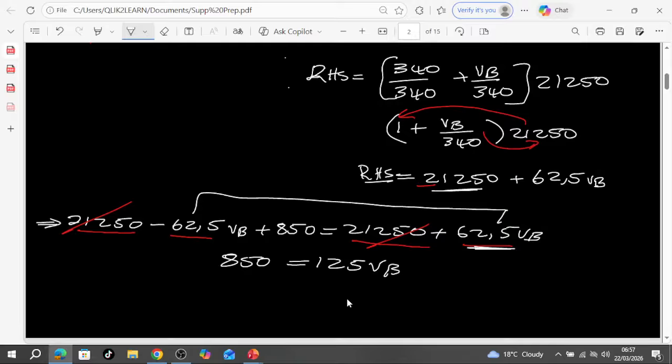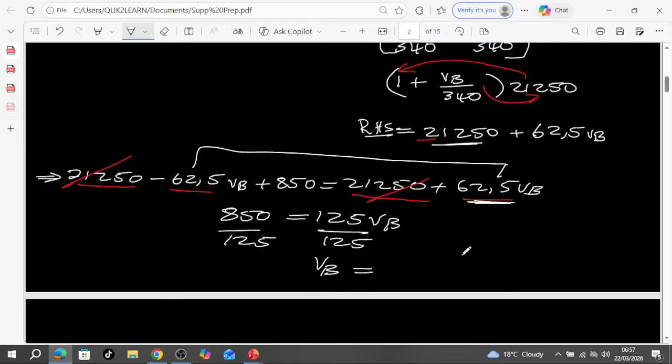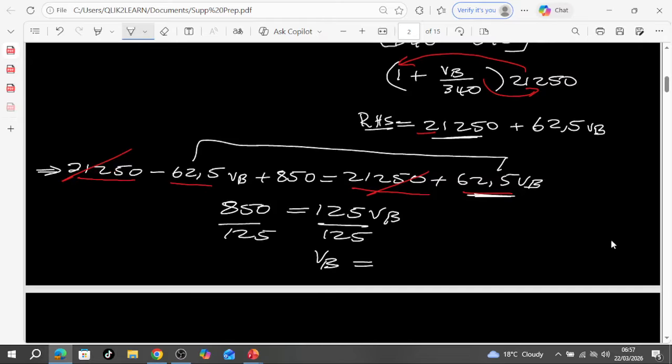Is that what you guys want? Let me give you what you want. Divide by 125, divide by 125. Therefore, what is your VB? The answer that you get is your velocity. So it's 850 divided by 125, then the velocity, I got 6.8 meters per second.